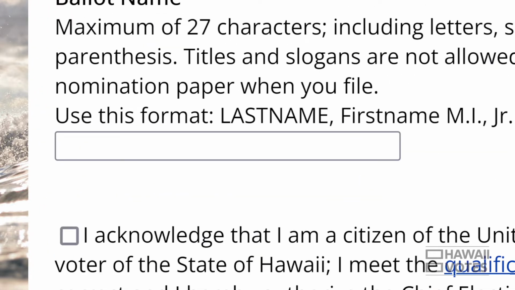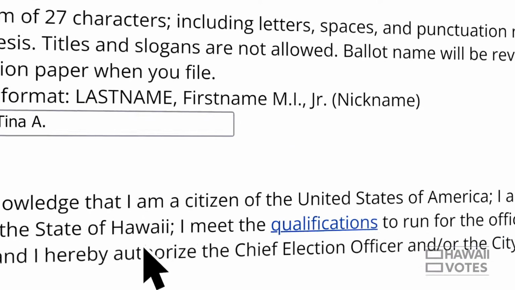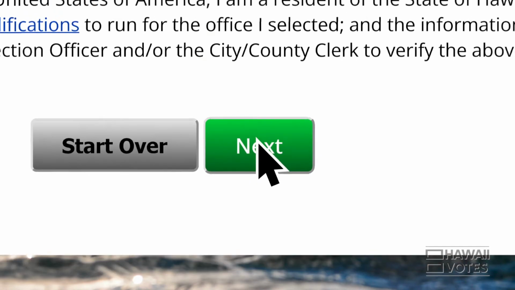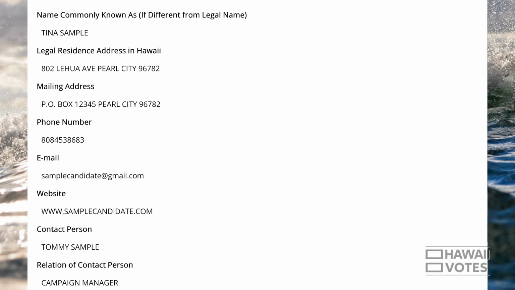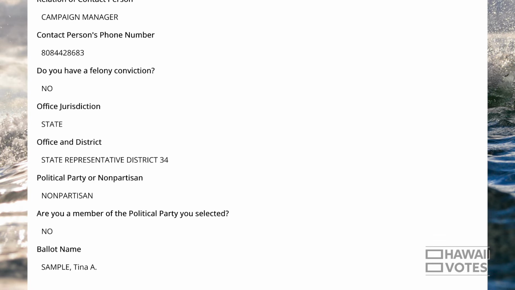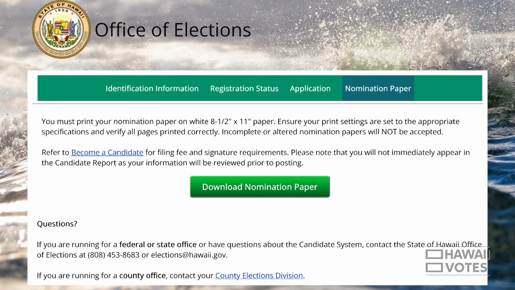Before entering in your ballot name, review the restrictions and guidelines. Carefully follow the example to ensure you have used the proper format. After acknowledging the statement, click Next. Carefully review your information and make sure to check for correct spelling. Then click Submit. Click Download Nomination Paper.